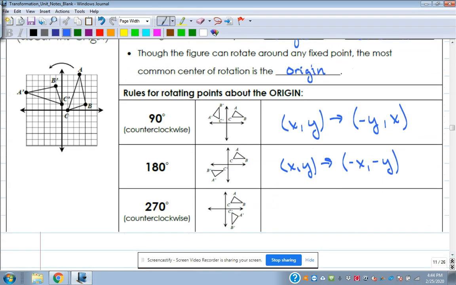Okay. Rotating 270 degrees counterclockwise takes the X and Y values and swaps them and changes the sign of the X. It takes the pre-image and the image, swaps the X and Y values, changes the sign of the X. And that's a 270-degree counterclockwise spin. Those are common rotations that happen.